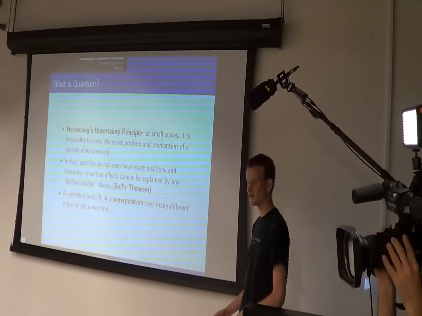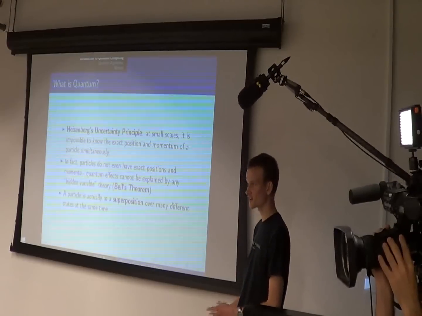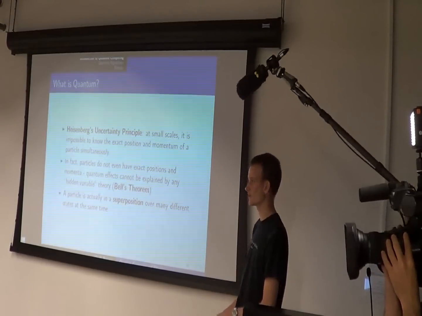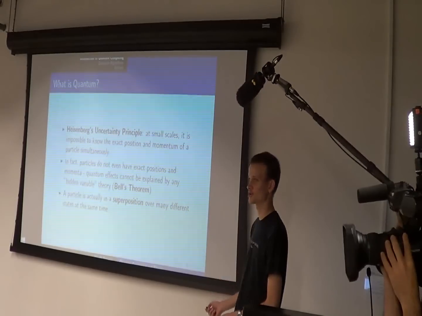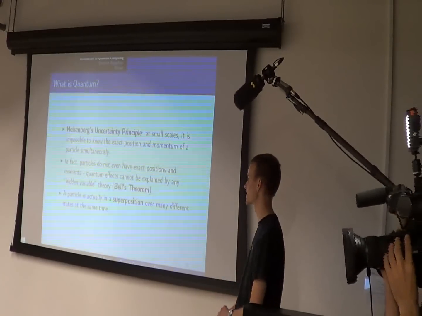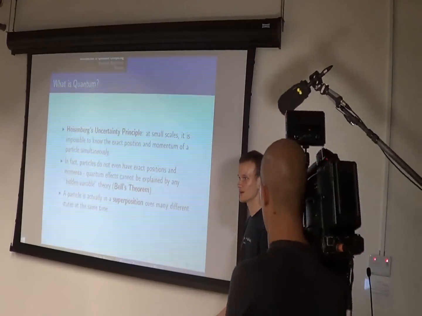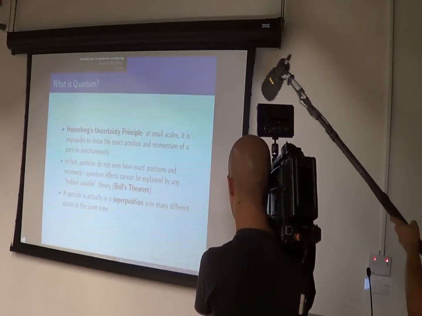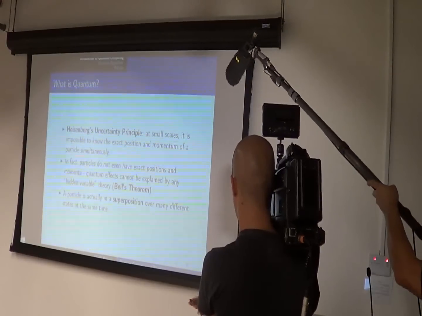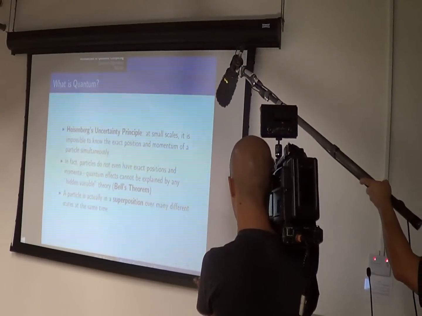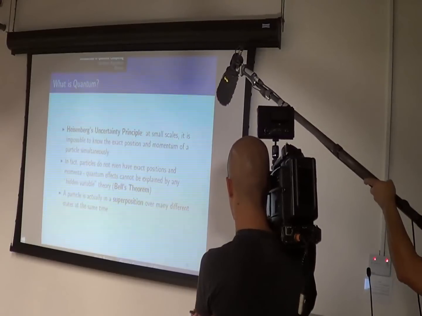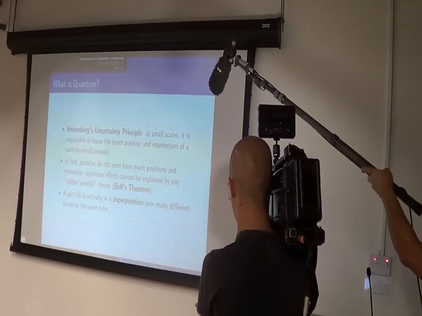If you have studied physics, you might have heard of Heisenberg's uncertainty principle, that you can't tell the exact position and momentum of a particle at the same time. If you try to measure the position, the momentum becomes more uncertain, and if you try to measure the momentum, the position becomes more uncertain. No matter how good your measuring tools are, you cannot know everything about a particle.